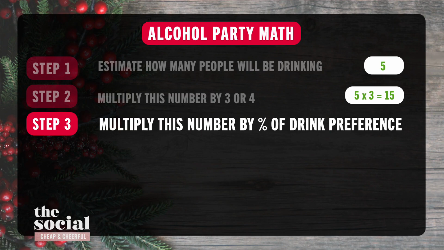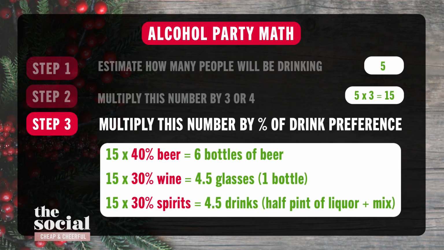So what does that look like? For example, say 40% of us are into beer. So it's 15 times 40%. That's 6 bottles of beer. And then 30%, 4.5 glasses of wine, that's a single bottle, and then 4.5 drinks, that's about half a pint of liquor.